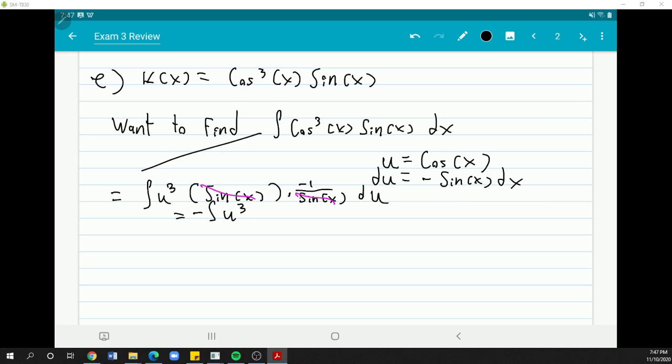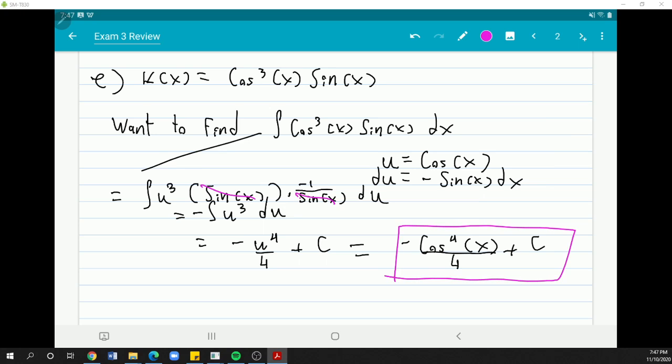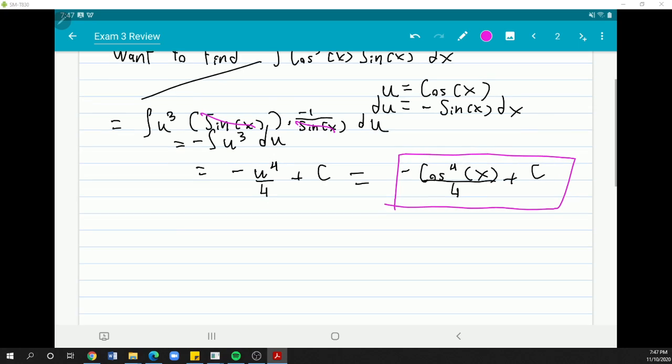So I get this is equal to minus the integral of u cubed du equals minus u to the fourth over 4 plus c. But then remember, u is equal to cosine of x. So this is minus cosine to the fourth of x divided by 4 plus c. And that is my most general antiderivative.